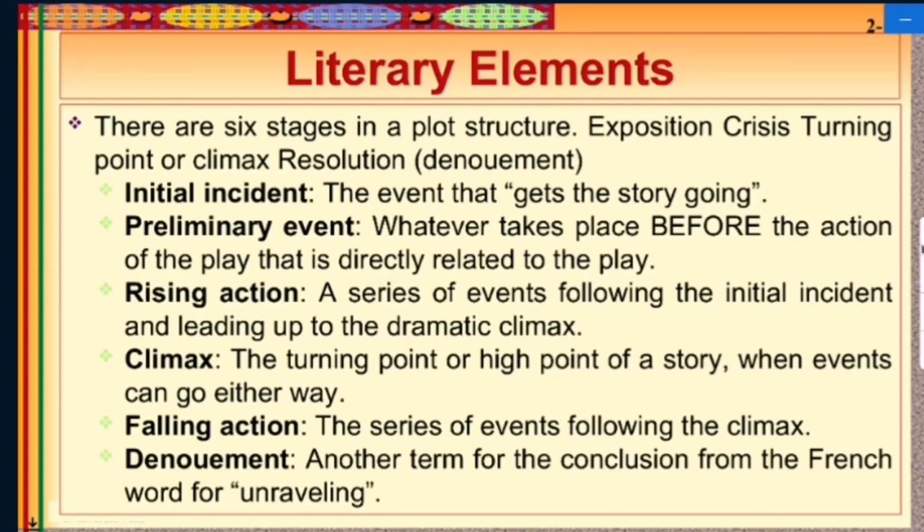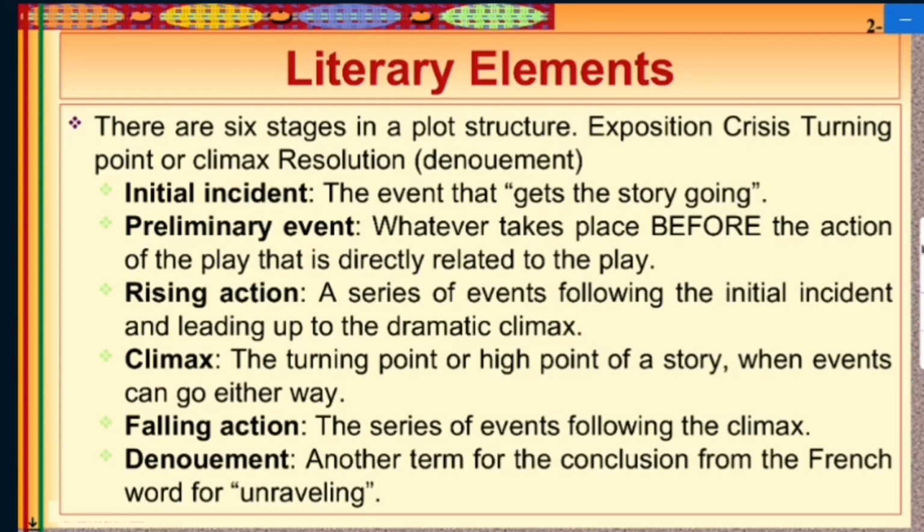So the first one is the initial incident. The event that gets the story going is called the initial incident. Then come the primary events: whatever takes place before the actions of the play that is directly related to the play. There are the preliminary events. Then rising action: a series of events that follow the initial incident and lead up to the dramatic climax. The climax is the turning point or high point of the story, and that can go either way. That is called the climax.